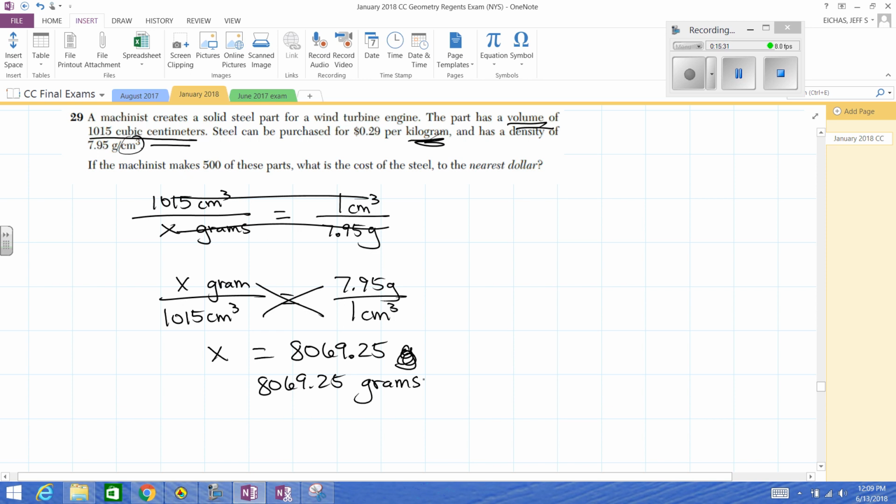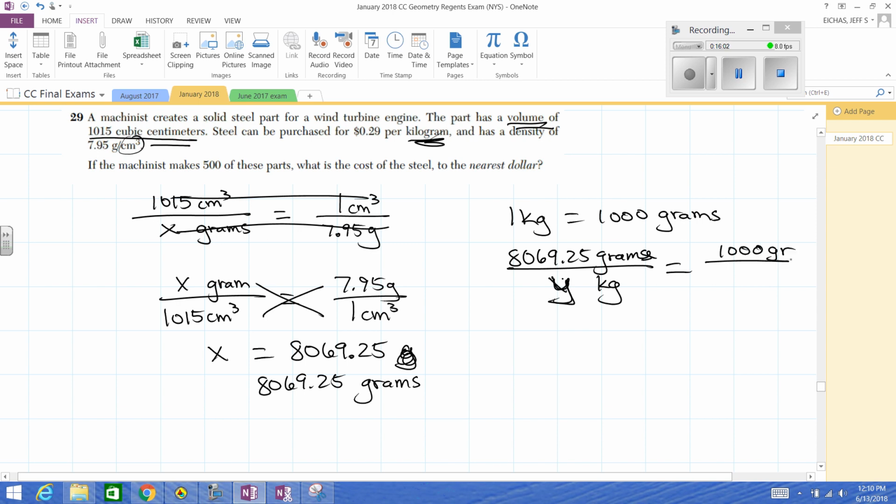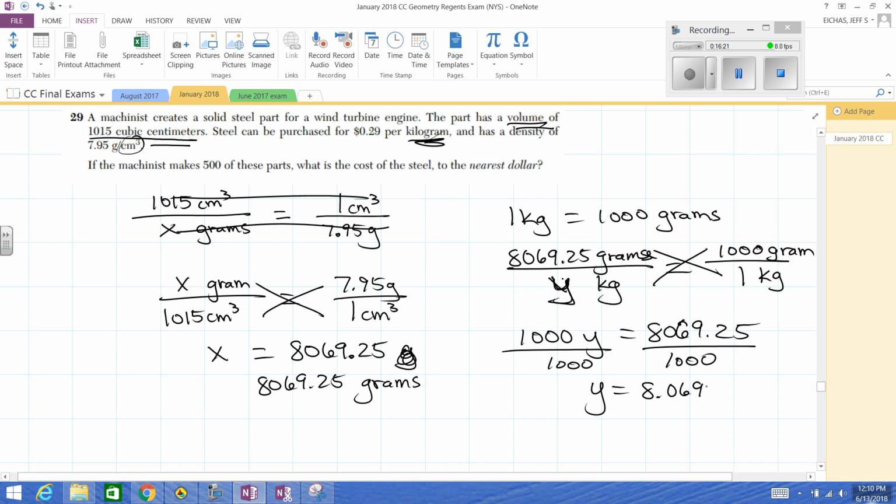Now I should convert that to kilograms. You should know 1 kilogram is 1,000 grams. Some of you know to just divide by 1,000. If you don't, we can look at it like this: 8069.25 grams is what we have, and we're looking for how many kilograms, we'll call it Y this time, with 1,000 grams to every 1 kilogram. All this tells you is that it has to be division, divide by 1,000. I was taught to just move the decimal place. Still not done.